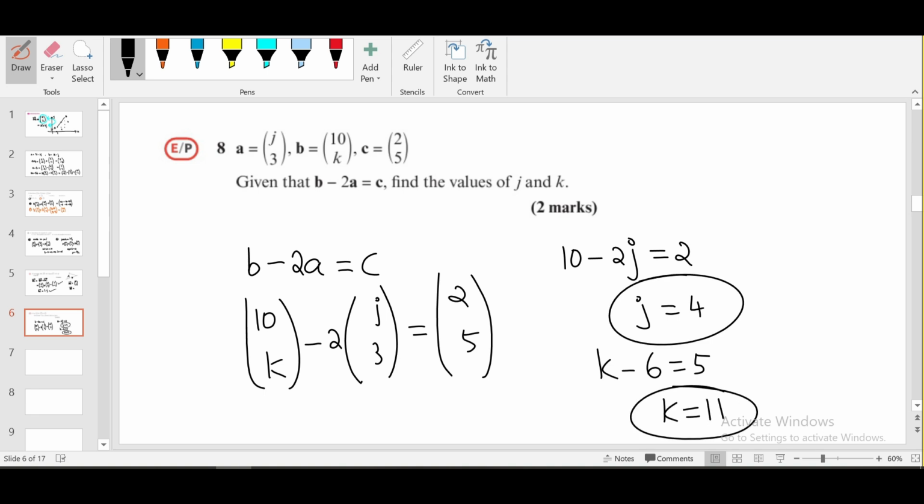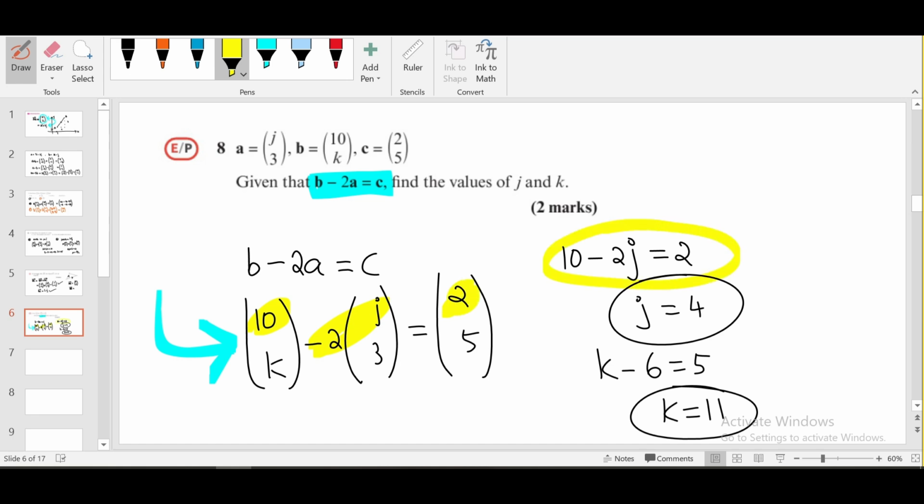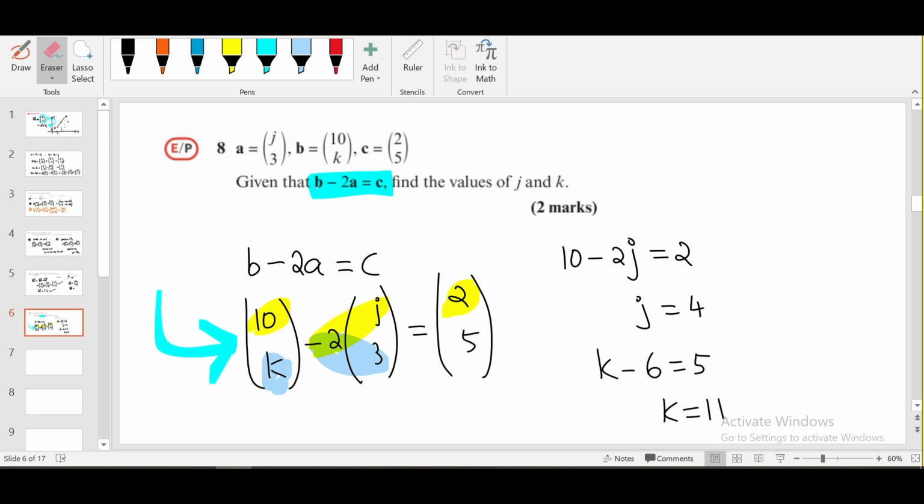Do you understand this? You use this condition and sub in b, a, c in that condition, so you get this equation, correct? From this equation, take x components. 10 minus 2j is equal to 2. That's the first equation. Take the y component. k plus minus 6 is equal to 5. That's the second equation. Solve it. So it'll just be simultaneous equations. Exactly. But the first equation gives you the value of j, the second one gives you the value of k. Okay, I have it done.